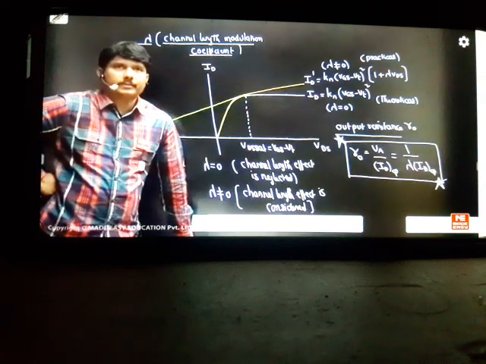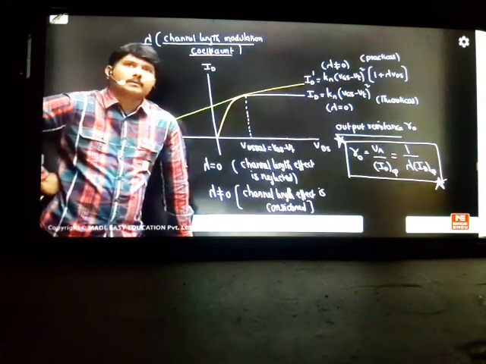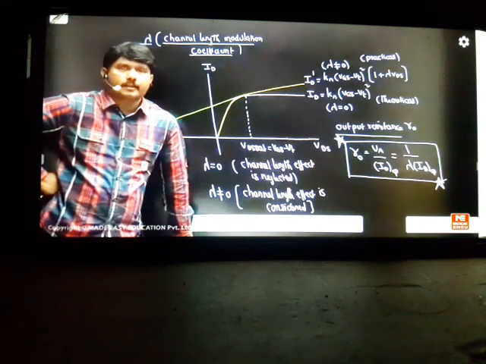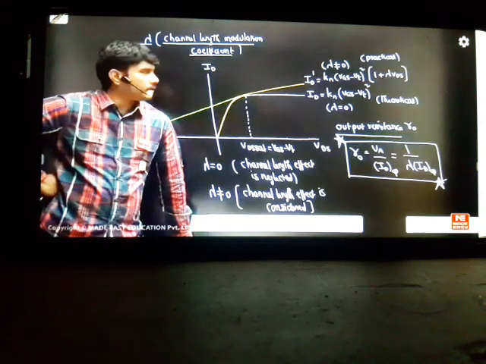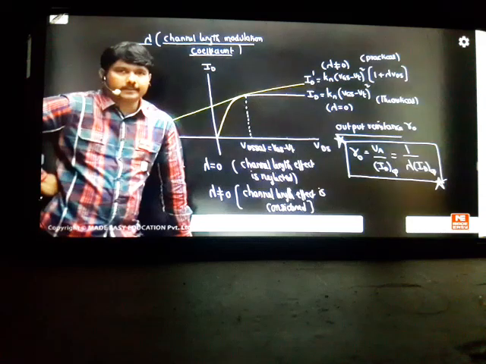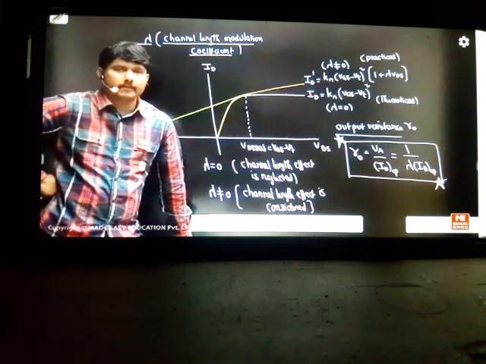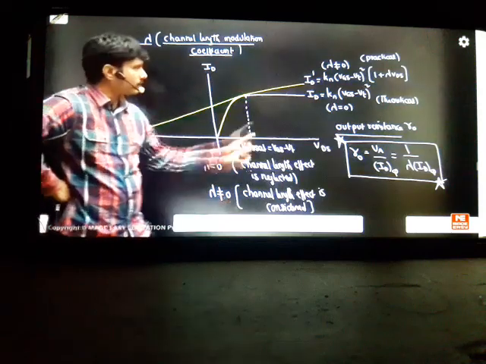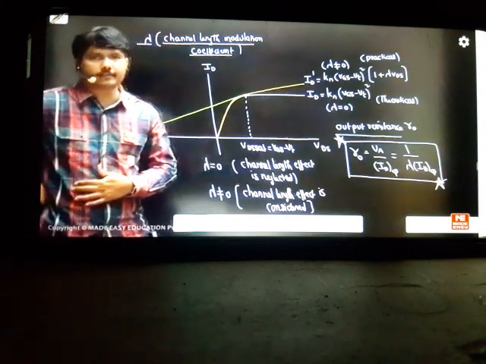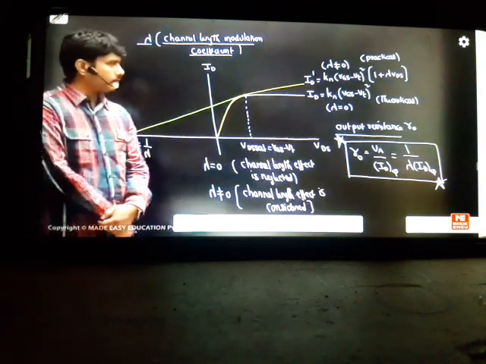A lot of time I have taken to teach only these 2 points. I started my class around 11:30, and now it is getting close to 1. Nearly 1.5 hours approximately I taught only this topic. So you should never forget these 2 parameters: lambda and early voltage. With the help of lambda and early voltage, we can find the slope of these lines, which is nothing but the output resistance of the transistors. Please complete it.